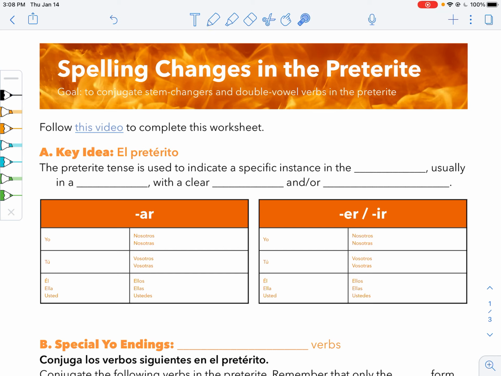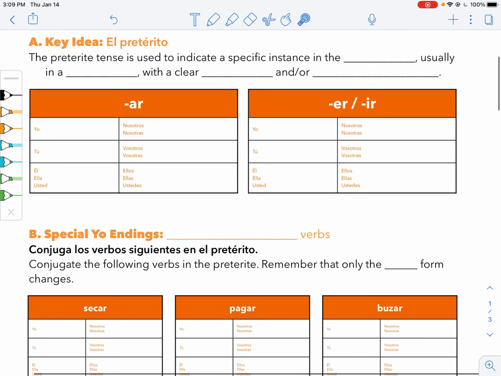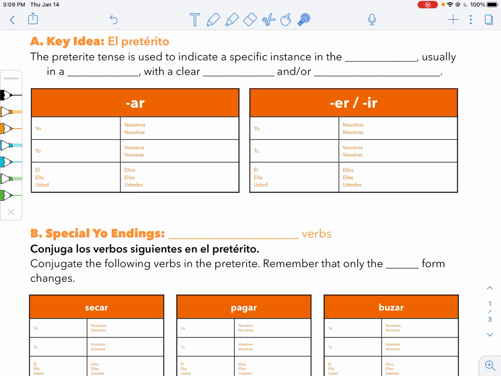Hola a todos! Welcome to your spelling changes in the Preterite notes. Today you will be able to conjugate stem changers and double vowel verbs in the Preterite. So, let's get started. Remember that the Preterite tense is used to indicate a specific instance in the past.